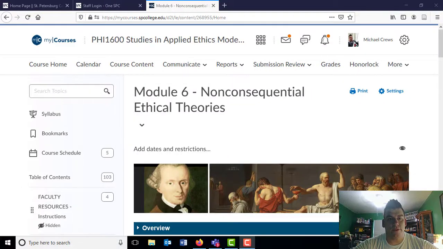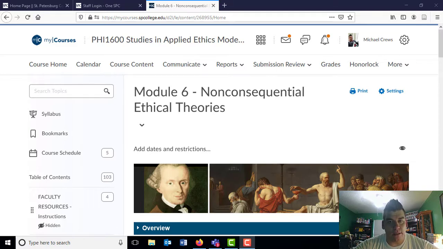Hello everyone and welcome to Module 6, Non-Consequential Ethical Theories. So last week you applied act utilitarianism to our case and you got the consequential outcome through act utilitarianism that would create the most amount of good for the most amount of people involved. You took a mathematical approach to happiness versus unhappiness and you got a decision for the case.